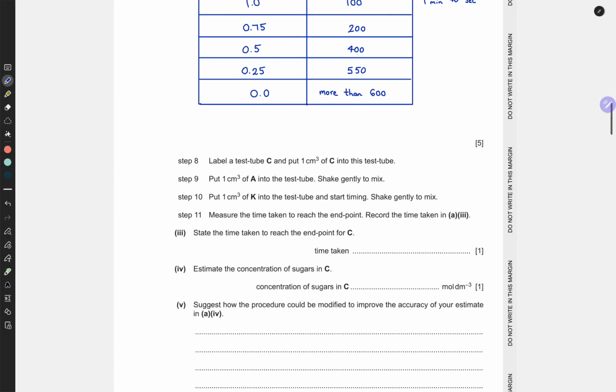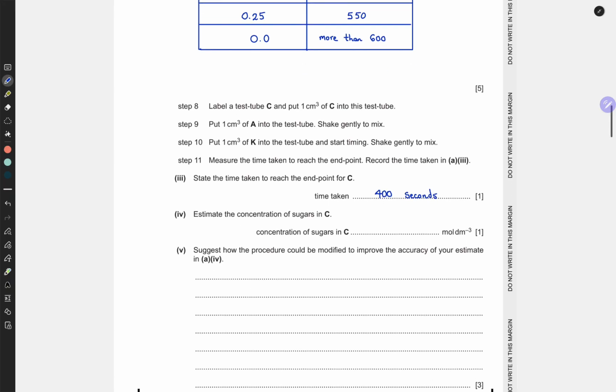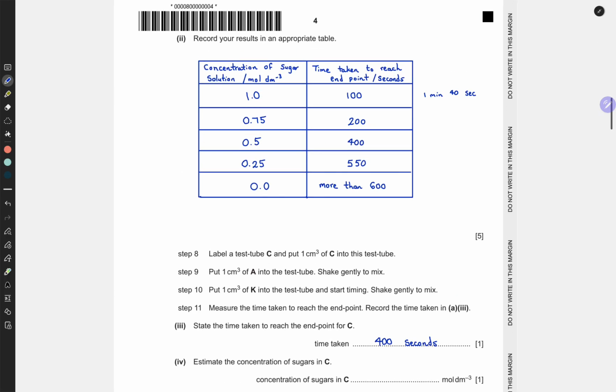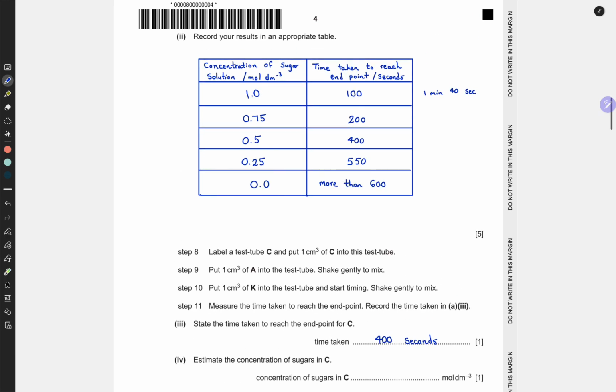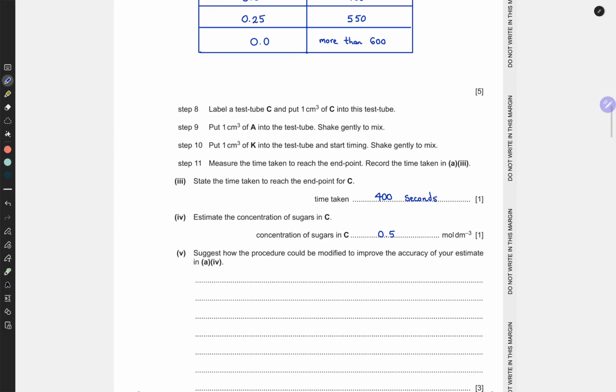After using C, for example, you will get the time taken as 400 seconds. And don't forget to write the units here as well, because you might lose a mark. And to estimate the concentration, you'll go back to your table. 400 seconds is here, so the concentration is 0.5. And the unit is given to you here, so you don't have to write it.